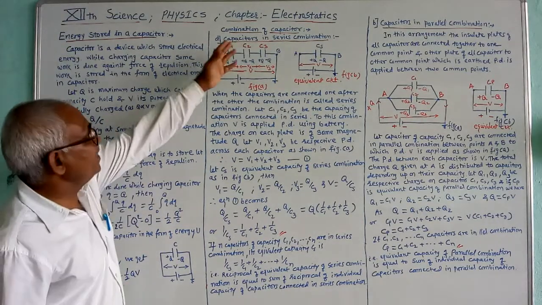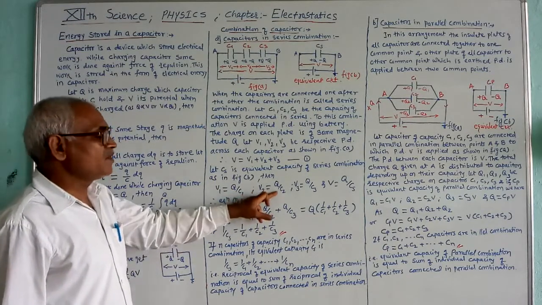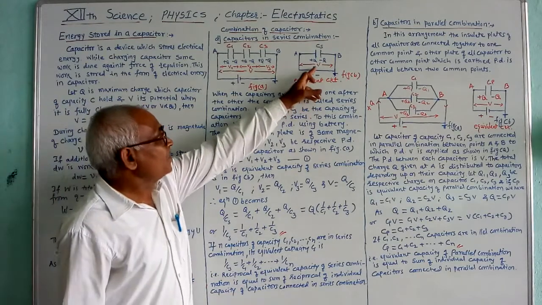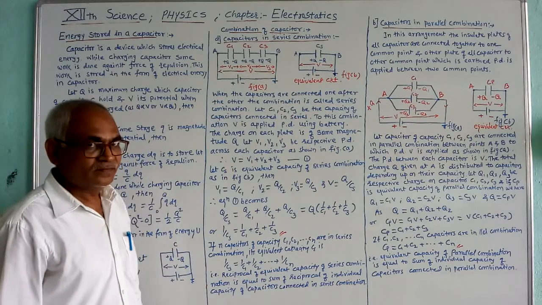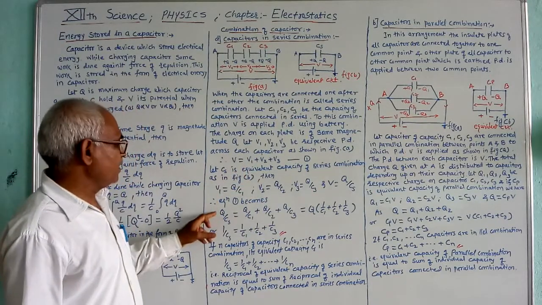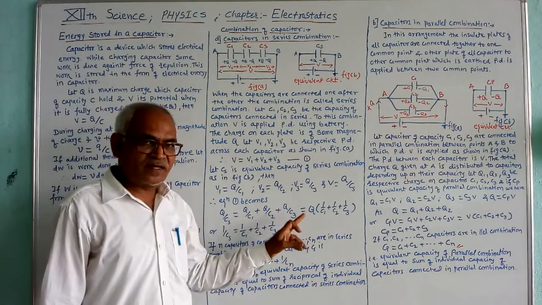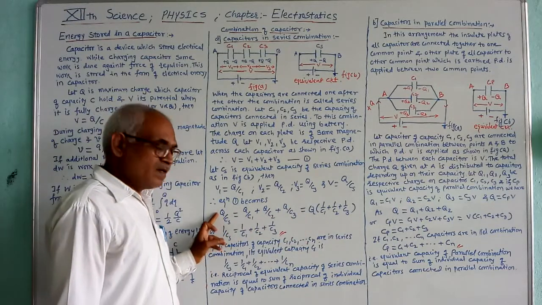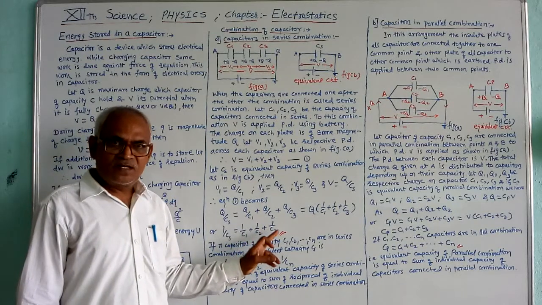Applying this equation to each capacitor, V1 is equal to Q by C1, V2 is equal to Q by C2, V3 is equal to Q by C3, and V is equal to Q by Cs. Substitute all these values in this equation 1. We get Q by Cs is equal to Q by C1 plus Q by C2 plus Q by C3. Here Q is common. This Q gets cancelled with this Q. And we get 1 upon Cs is equal to 1 upon C1 plus 1 upon C2 plus 1 upon C3.